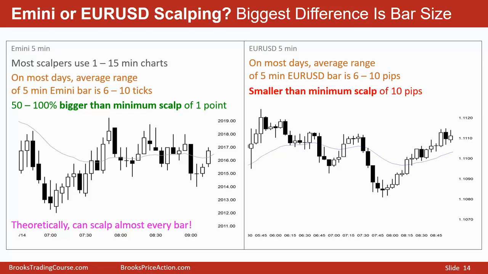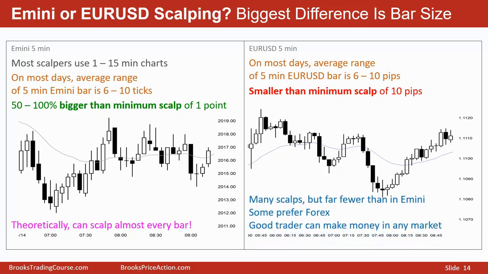bar all day long. On the other hand, if the average bar is smaller than the minimum scalp, you have to go 2, 3, 4 bars to get a range that's big enough to make a scalp. So there are far fewer scalps on a 5-minute chart in the forex markets than there are in the E-mini market. However, some traders simply prefer trading the forex markets, for a variety of reasons.